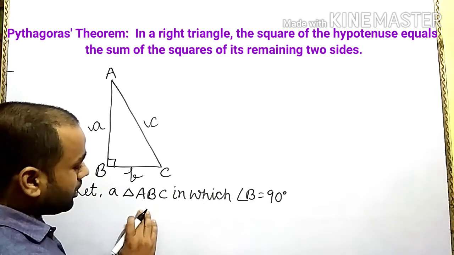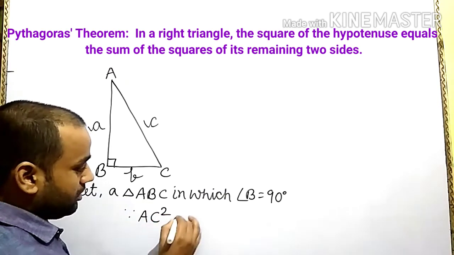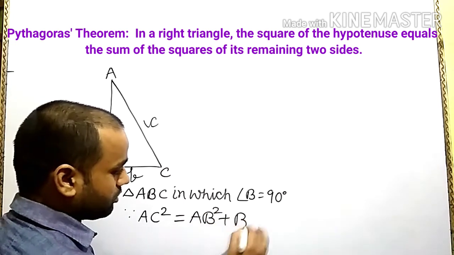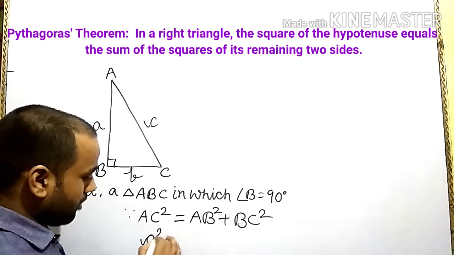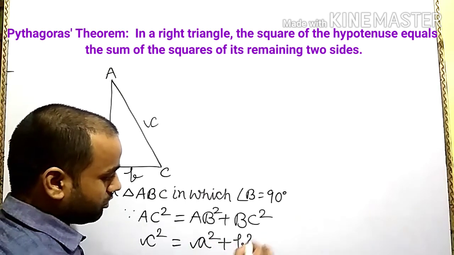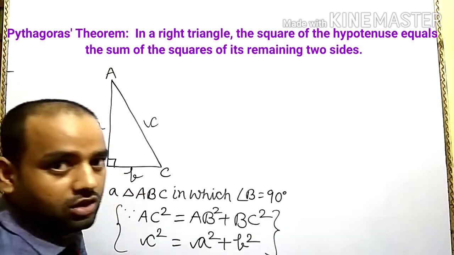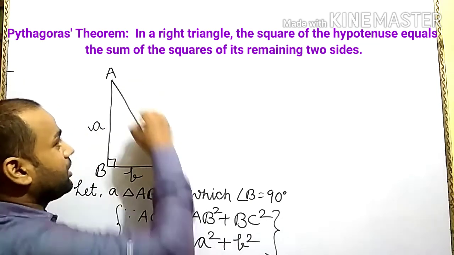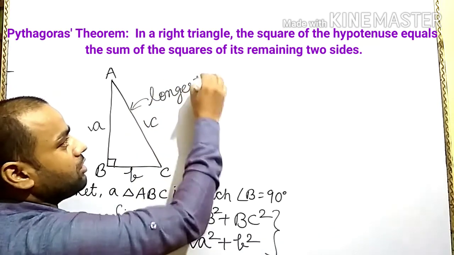So by Pythagoras theorem we write here AC square is equal to AB square plus BC square. We can write this type also: small c square is equal to a square plus b square. We write this by Pythagoras theorem. Is it clear? Also you remember hypotenuse is called the longest side.